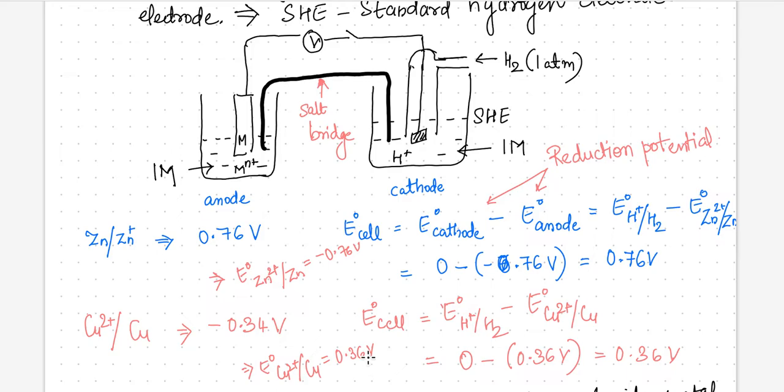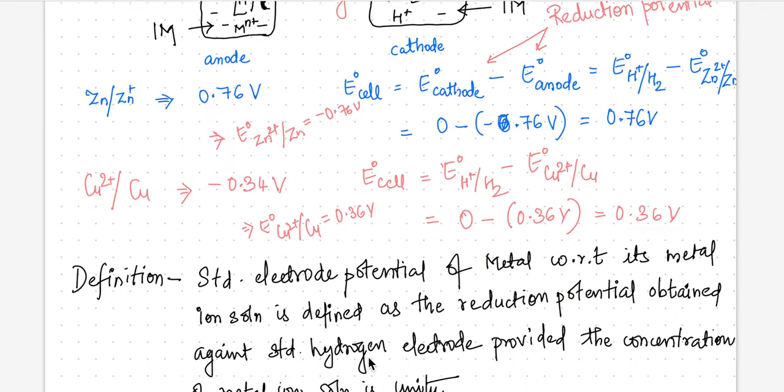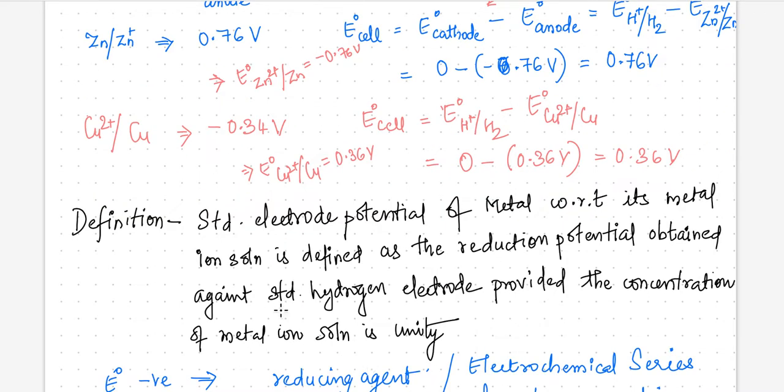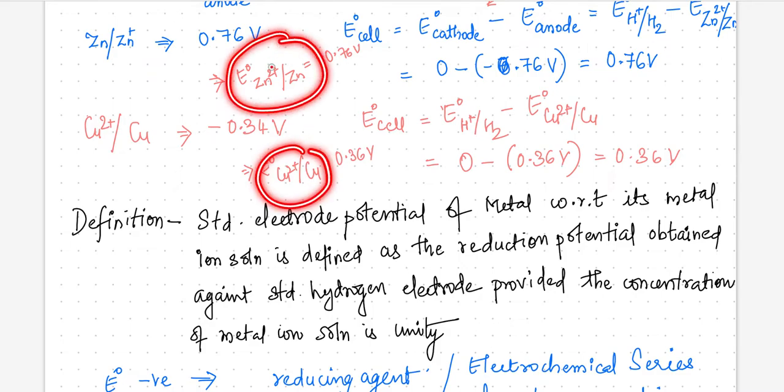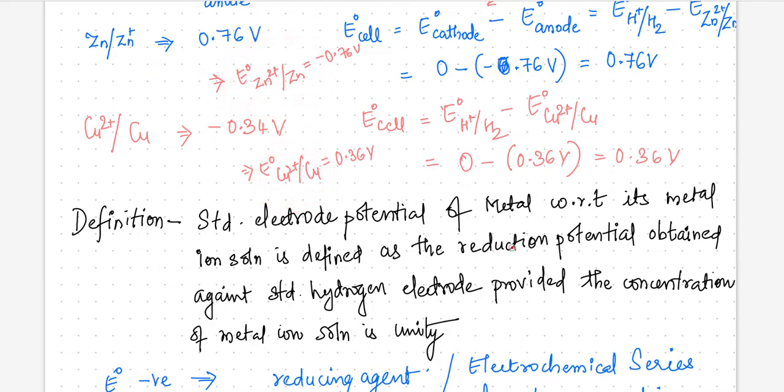So this is how you measure the standard electrode potential for various metal electrodes. So this is about the measurement. Let's now try to define what a standard electrode potential is. If you look carefully at this definition, the standard electrode potential of a metal with respect to its metal ion solution is defined as the reduction potential. Always remember, the standard electrode potential is referred to as the reduction potential.